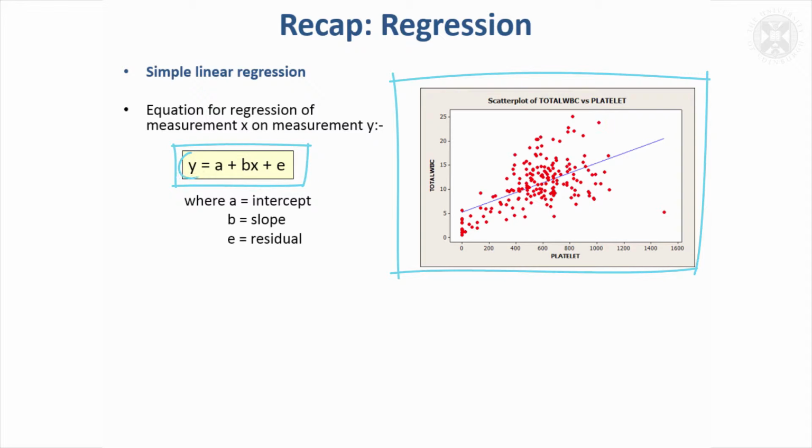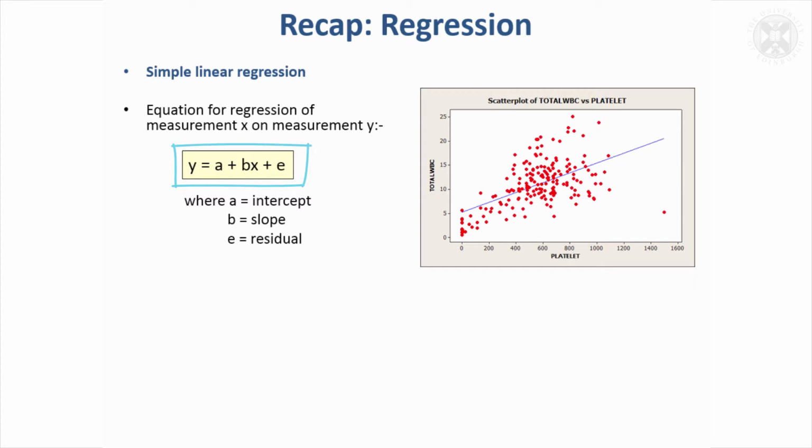And so this Y would be the white blood cell count. We have an intercept value, a constant, plus a slope. This B represents how steep that slope is. X here would be the platelets and an error term.